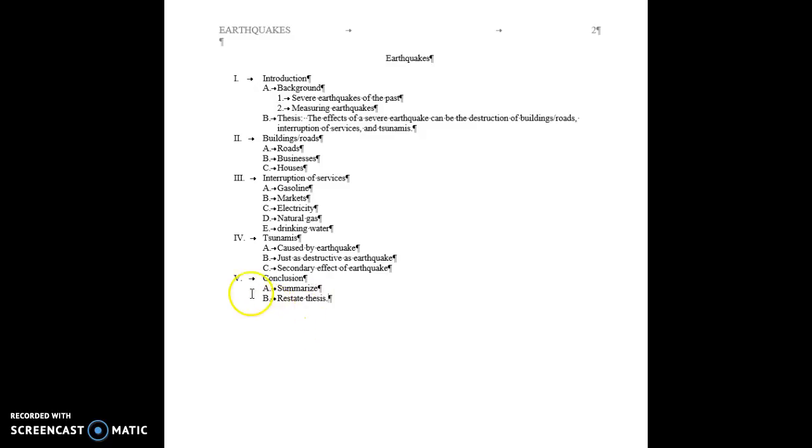Right? Now, each one of these Roman numerals is not necessarily a paragraph. Roman numeral 1, the introduction, is 1 paragraph. Roman numeral 5, the conclusion, is 1 paragraph. But here, Roman numerals 2, 3, and 4 are going to be multiple paragraphs. 3, 4, 5, probably 3 would be best, and that would keep you within the required page numbers. But here's where you're going to have most of your information, are in Roman numerals 2, 3, and 4.